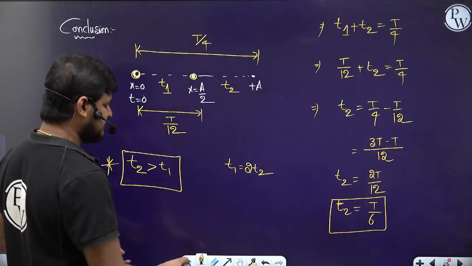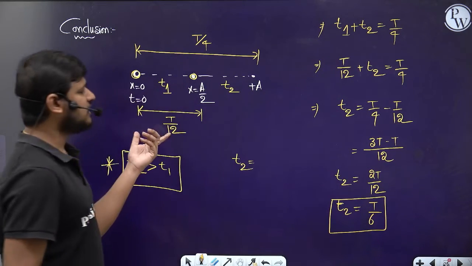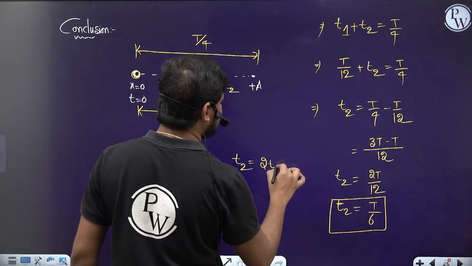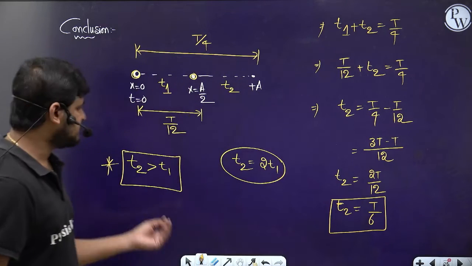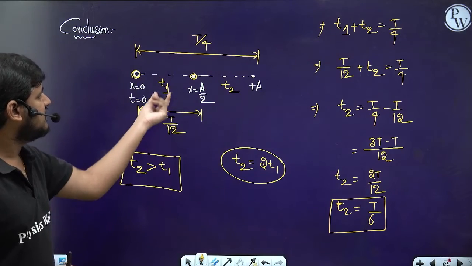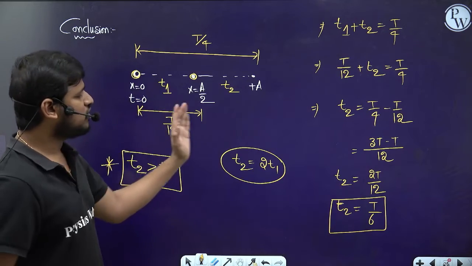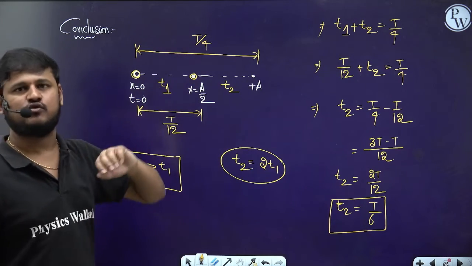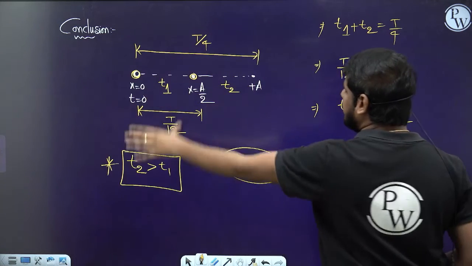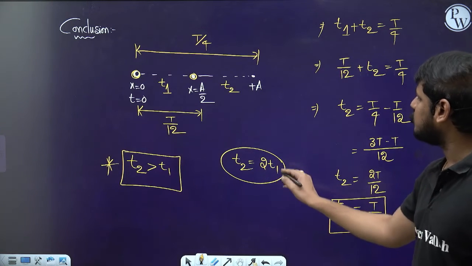Now shall I say that the time taken in the second case will be equal to 2 times the time taken in the first case. t2 is greater than t1. It takes more time. In the first case it takes T by 12, and in the second case it takes T by 6. So this whole time, T by 6 and T by 12, will be T by 4. Understanding this point? So this time will be more, and this time will be less. Done guys?